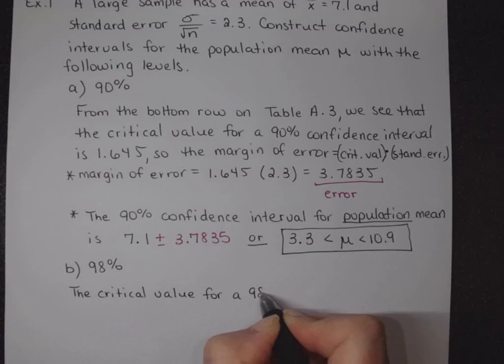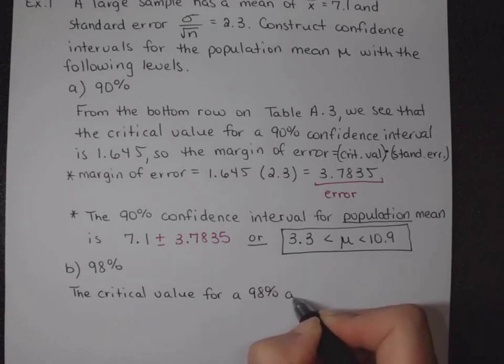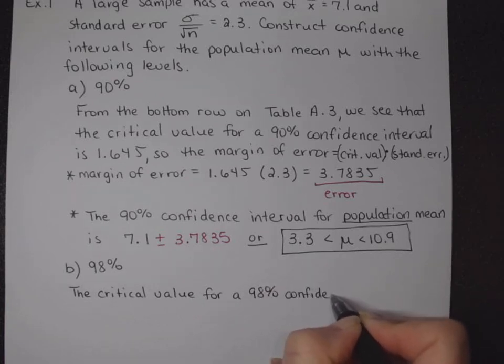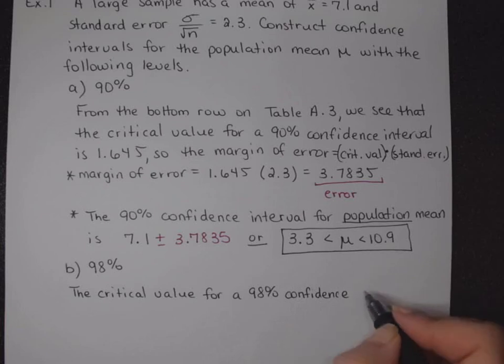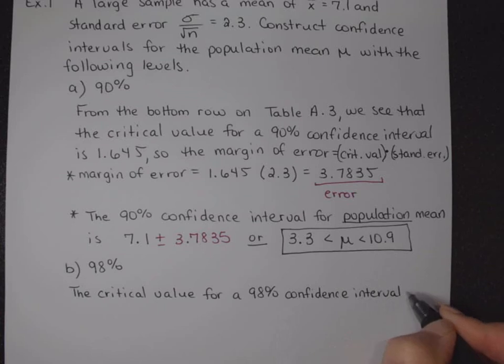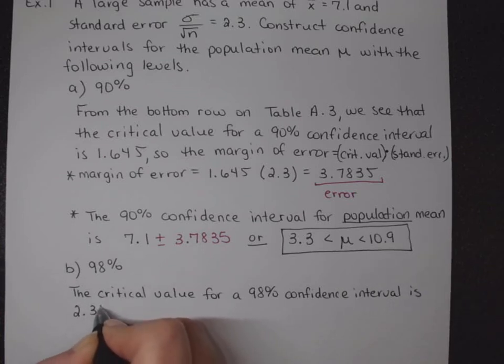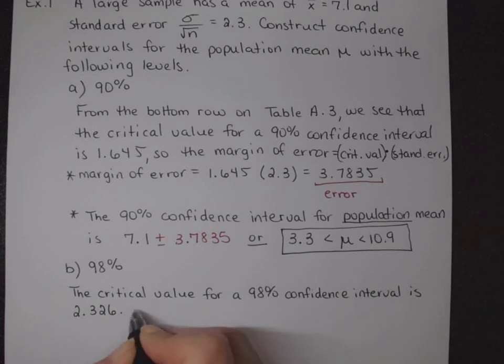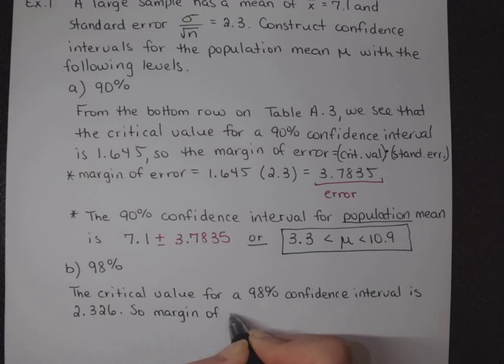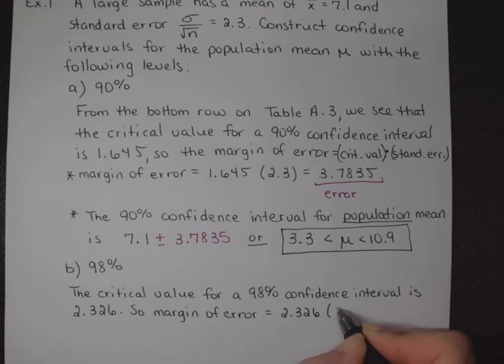So look at table 8.3 and look at the bottom row. If you need to, you can pause the video. But the critical value for a 98% confidence interval, make sure you can find this on your own if you look at your chart, is 2.326. So the margin of error then can always be found by taking that critical value and multiplying by the sample standard deviation.